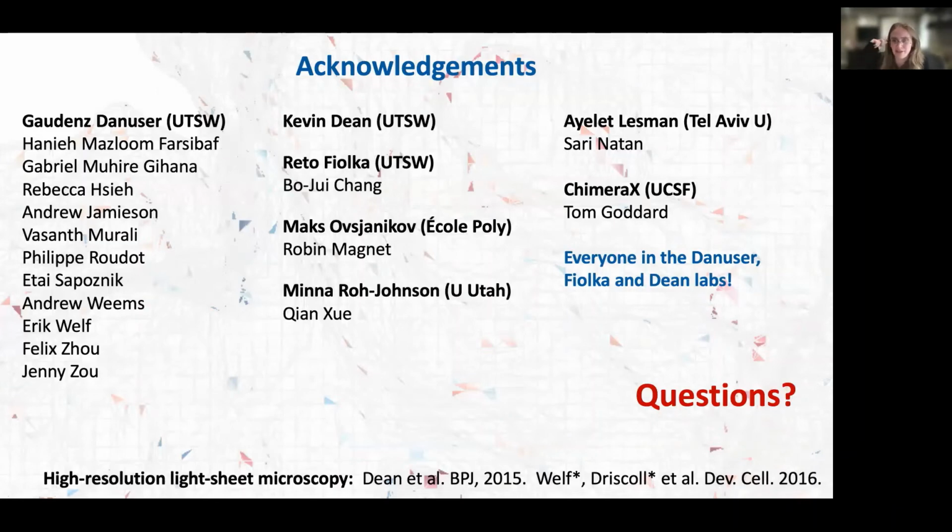There's a group at UCSF who's been trying to make ChimeraX, which is a rendering software often used for structural biology, so that people can use ChimeraX to render surfaces. It can do a little volume rendering, but mostly it's a surface rendering framework.